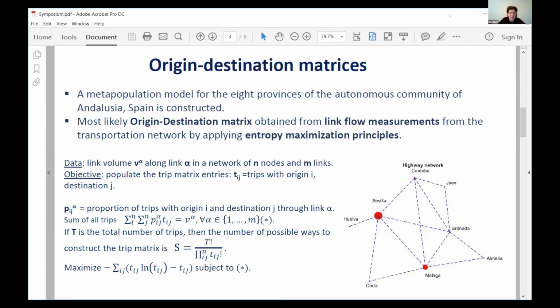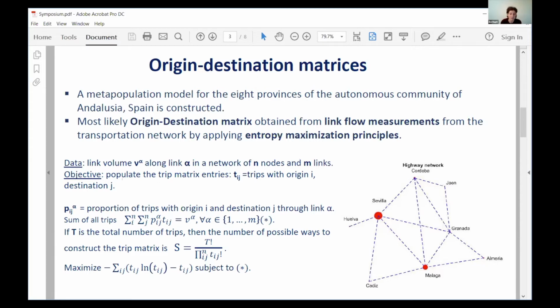So let's see what's known and what's unknown that needs to be found. The available data are link volume, namely how many cars pass a certain point along a link. And we assume that we have a network of n nodes and m links. Here it's just 8 nodes and 13 links. That's what I'm showing here. It's an oversimplified version of the actual network.